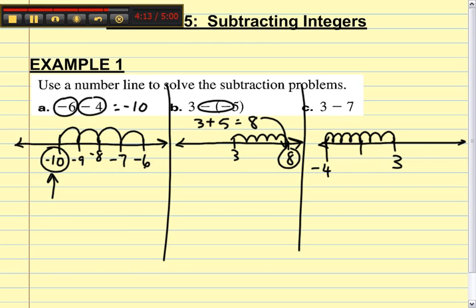-4. I know that this is 0, right? Because that was 3. So 1, 2, 3 takes me back to 0. And I had 4 on the other side. -4.